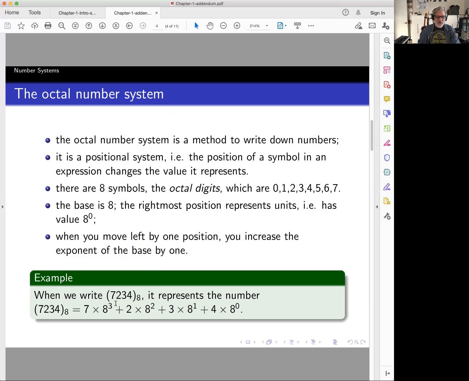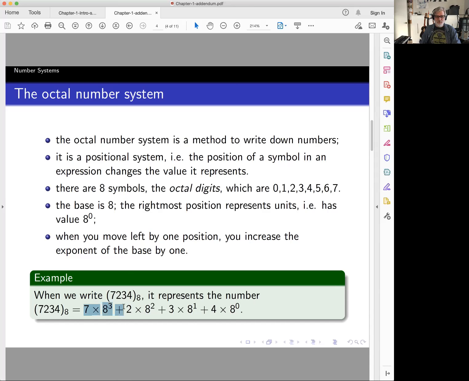Okay, so if I write 7, 2, 3, 4, I put a little 8 here to indicate that I'm writing this in base 8, an octal. Okay, what number does this represent? It is 7 times the base 8 power 3, because I'm in the 4th position. I've moved 3 times to the left, plus 2 times 8 power 2, plus 3 times 8 power 1, plus 4 times 8 power 0.